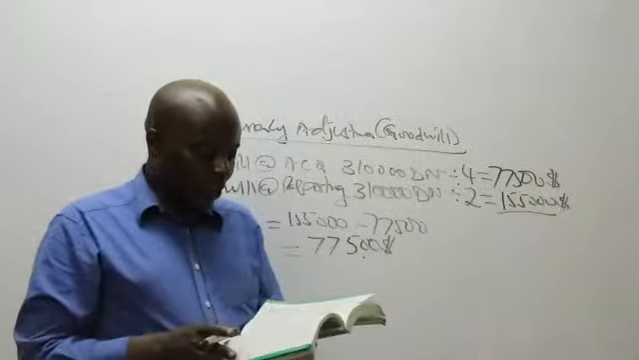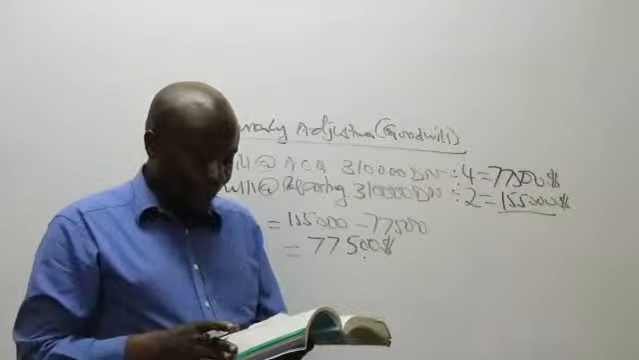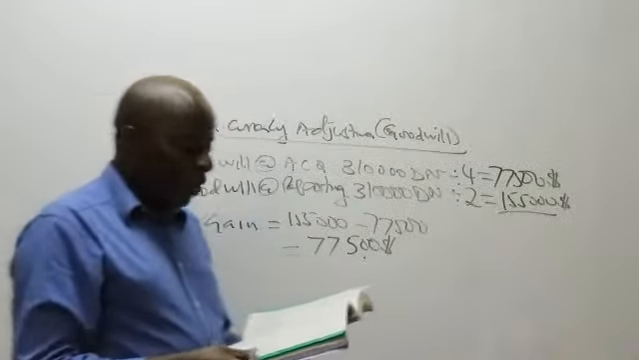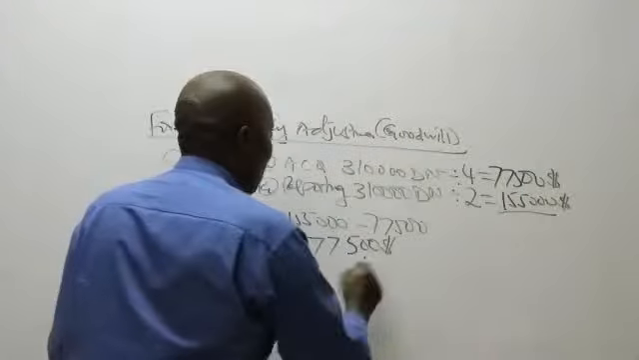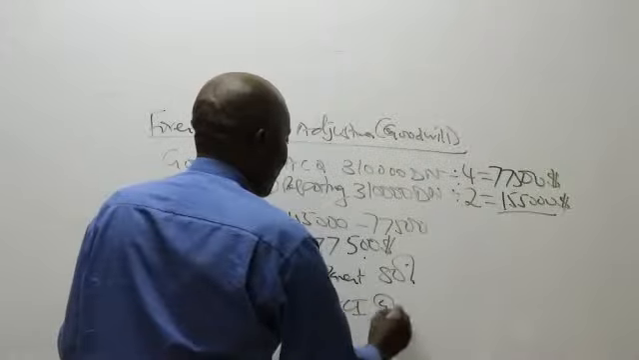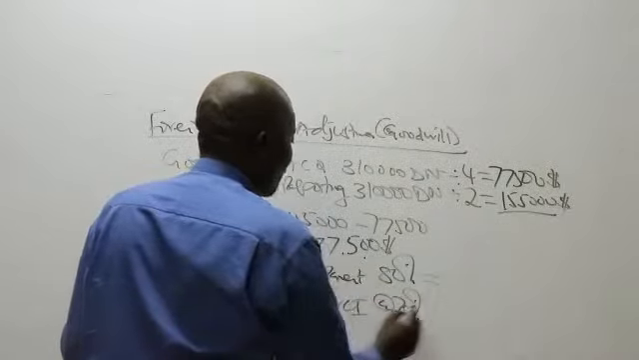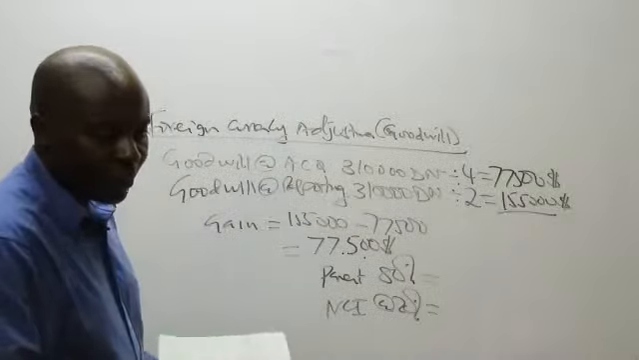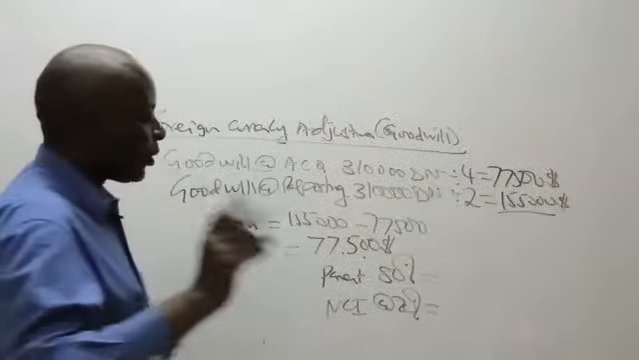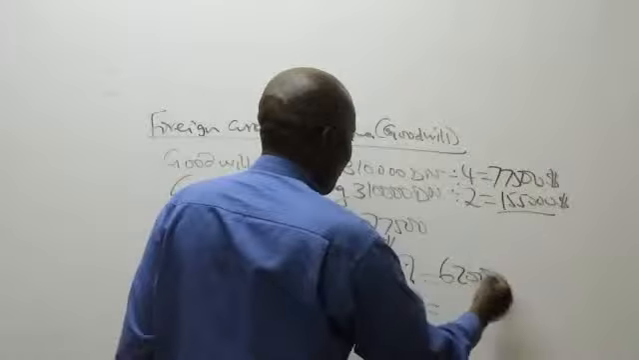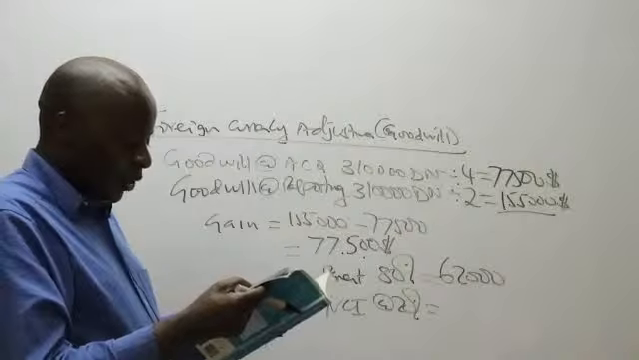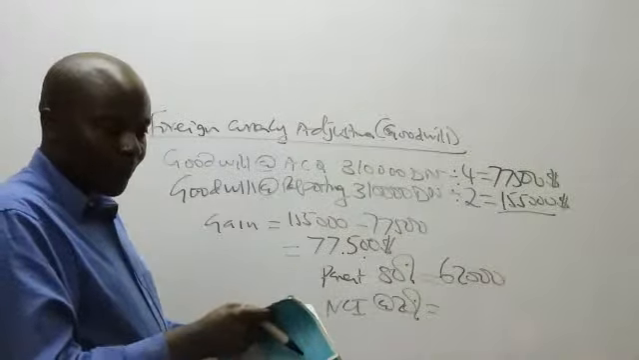What should we do with this gain? We share out, isn't it? So we share out the parent. Parent will be 80%. NCI will be 20%. I'm almost home. So 80% of this, 20%. Please give me these figures. Numero tells me it is 62,000. How about NCI? 15,500.